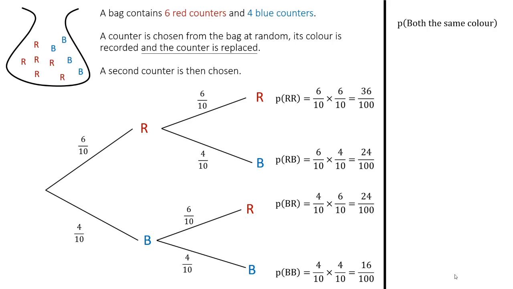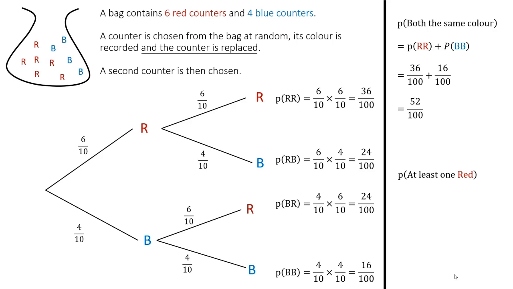So it turns out that for these kind of probabilities, where we're looking at combinations of the ones from the ends of the branches, we can just add them together. Probability of red then red, 36 out of 100 chances, and the probability of blue then blue, 16 out of 100 chances. Altogether, that will give us 52 out of 100 options that are both the same colour.